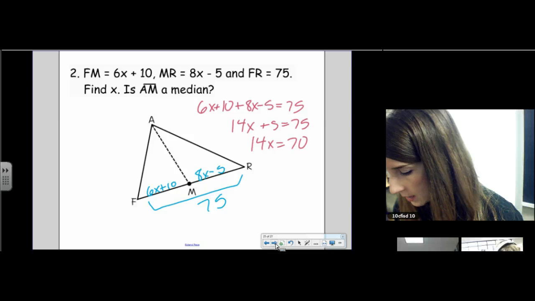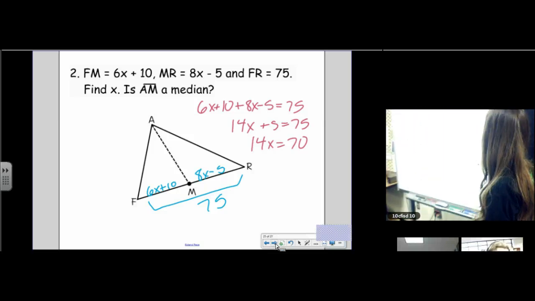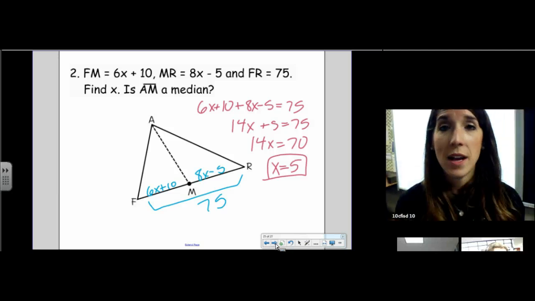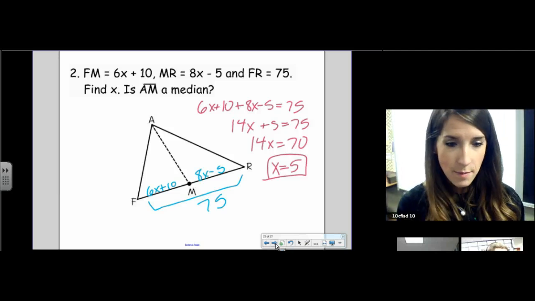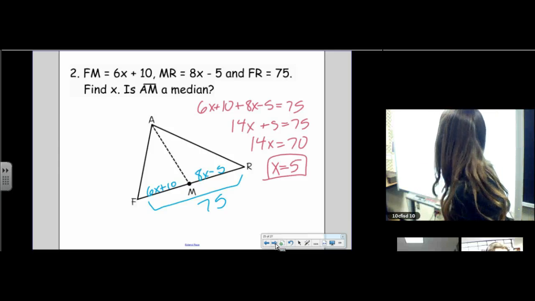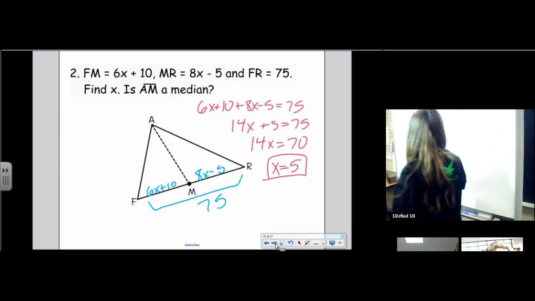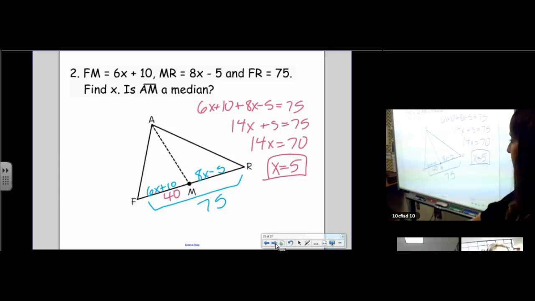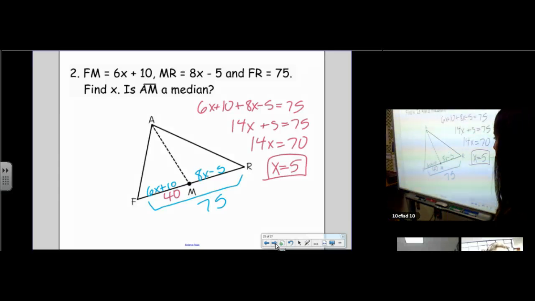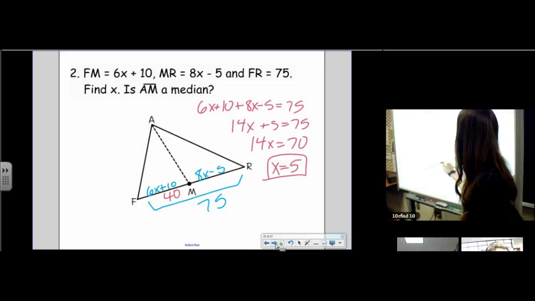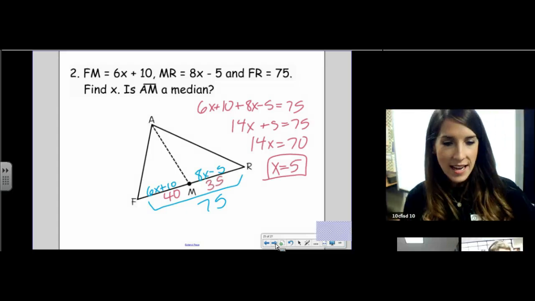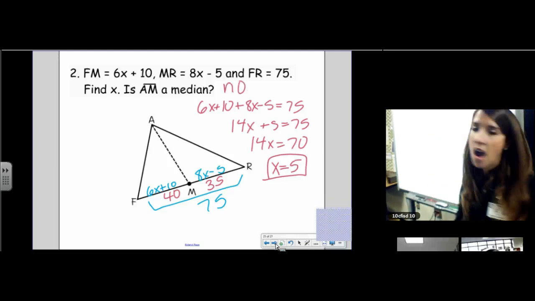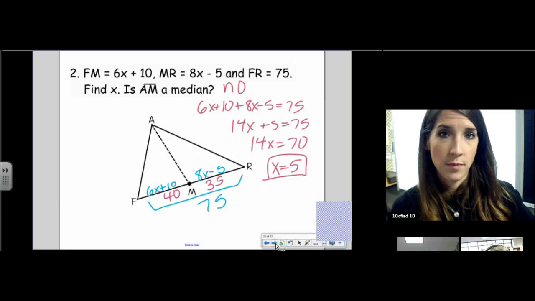And we get, woo, beautiful answer. X is 5. Now we need to plug it back in and decide if AM is a median or not. 6 times 5 is 30. 30 plus 10. So FM is 40. 8 times 5 is 40. 40 minus 5 is 35. Is AM a median? The answer is no, because it is not going through a midpoint.